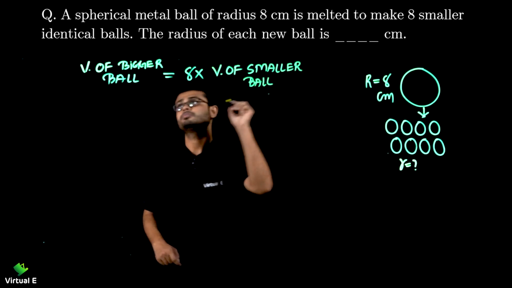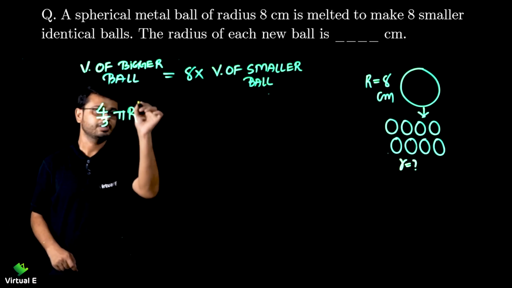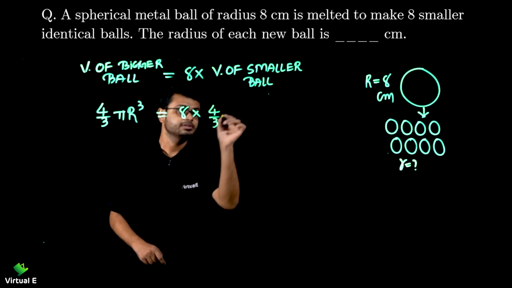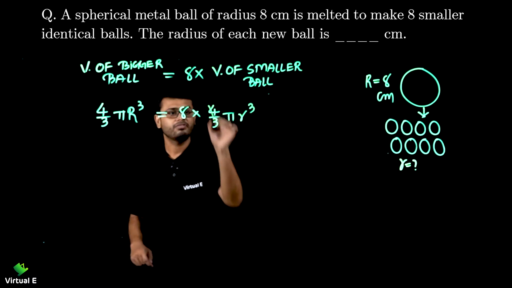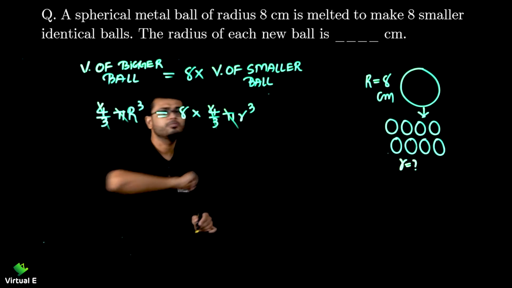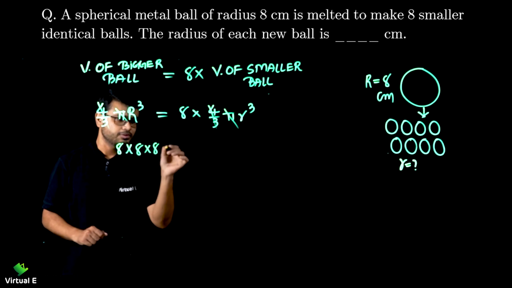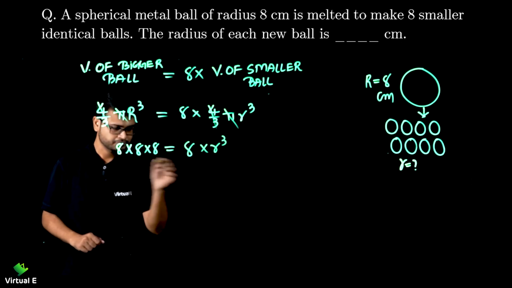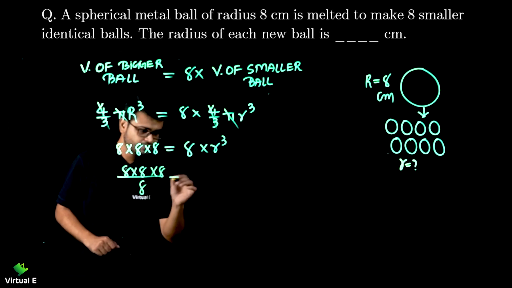Simple. So here, what's the formula? 4/3 pi capital R cube is equal to 8 multiplied by 4/3 pi small r cube. We want to find the value of small r. See, 4/3 cancels, pi cancels. R cube is what? 8 cube. So we can write 8 into 8 into 8, and here 8 multiplied by r cube. So 8 into 8 into 8 over the denominator 8 as well, so r cube.